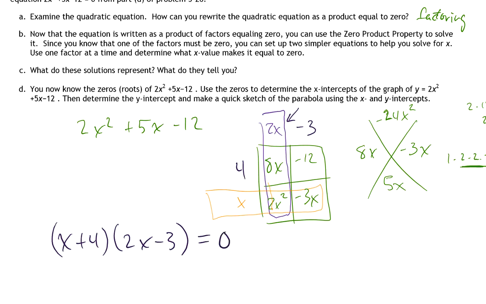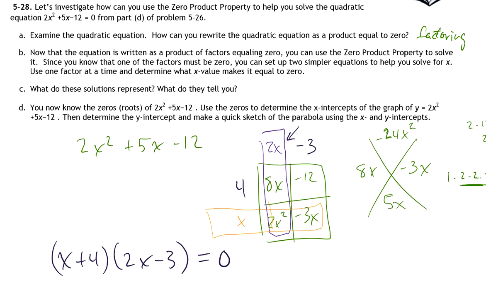And the equation, remember, it equals 0. So what I've just done is I've transformed this equation into an equation where I'm multiplying things together and getting this product of 0. Now that the equation is written as a product of factors equaling 0, how can you use the zero product property to solve it? Since you know that one of the factors must be 0, you can set up two simpler equations to help you solve for x. Use one factor at a time and determine what the value of x must be.